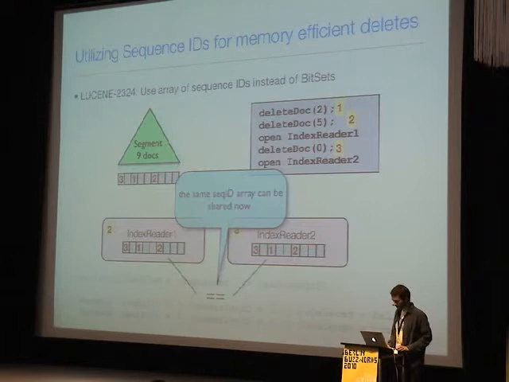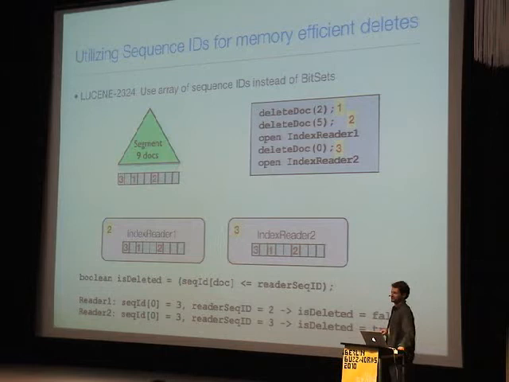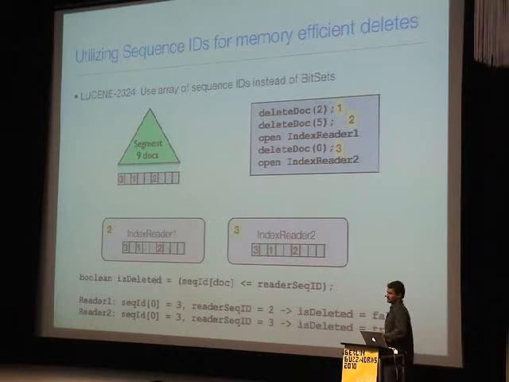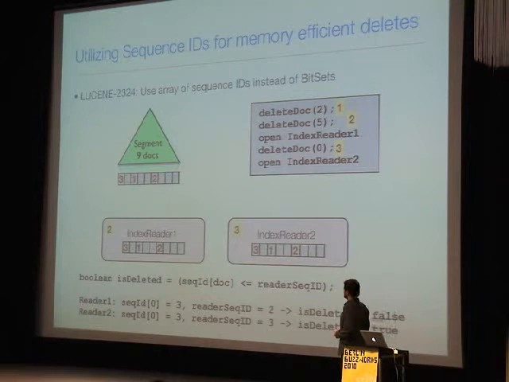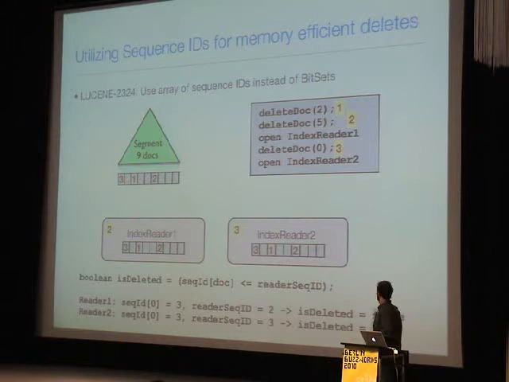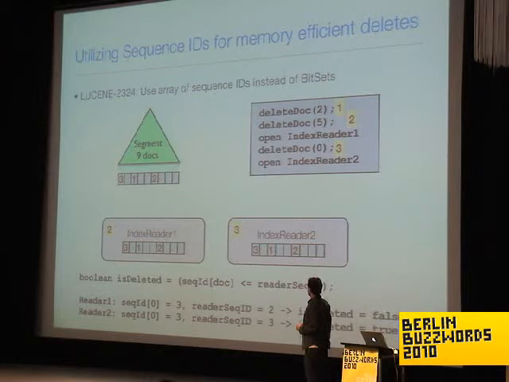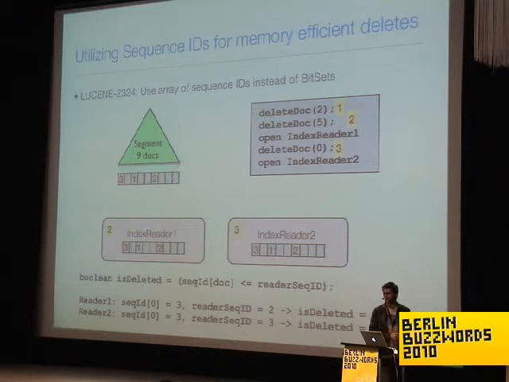And here's why it works. A reader also knows what was the last operation that happened before I was opened, which is in those boxes, in the index reader boxes, the numbers. So now we don't check anymore, is this bit flipped, which tells us if the document was deleted. Now we actually check if the operation that deleted the document happened before I was opened. So now the index reader 2 would see document 0 not as deleted because the 3 that was assigned to the delete operation of document 0 is bigger than the sequence ID 2 that the index reader 1 has. Does that make sense?